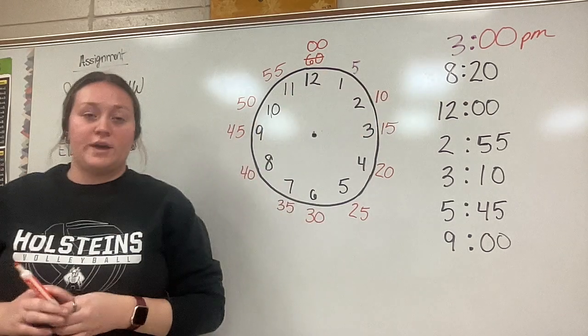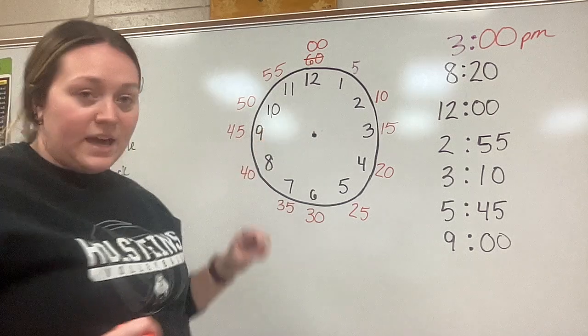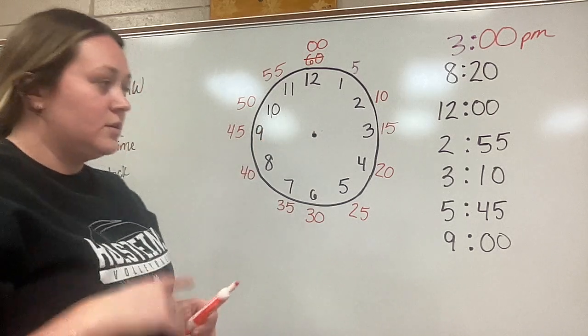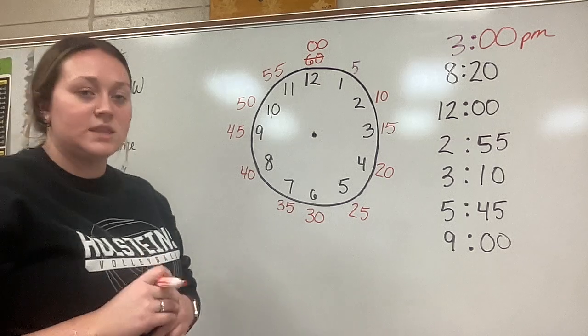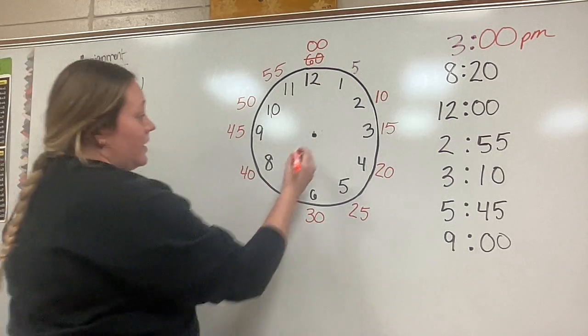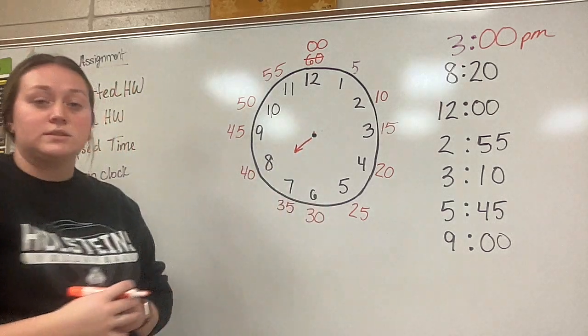So if I'm going to show 8:20 on the clock, where does my little hand have to point to represent the hours? Pause it if you need a couple of moments to think. Our answer is going to be 8. So I'm going to draw a little arrow to the 8.